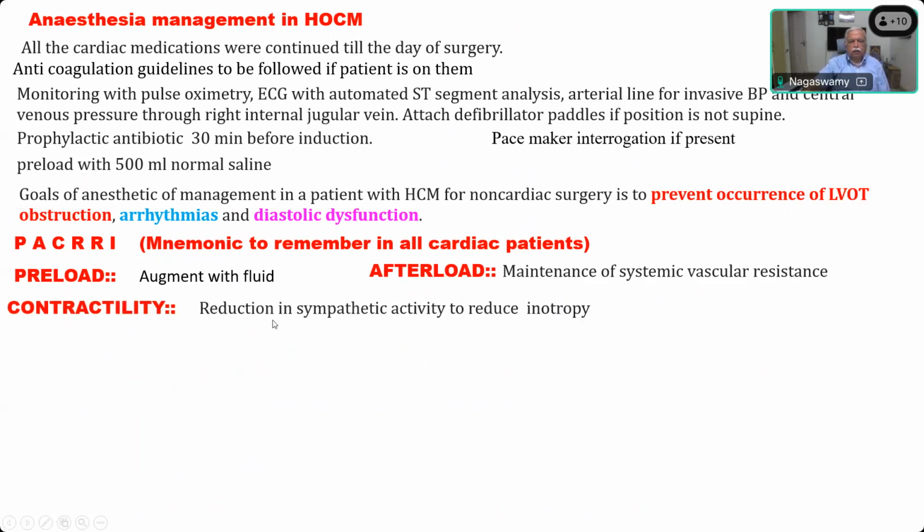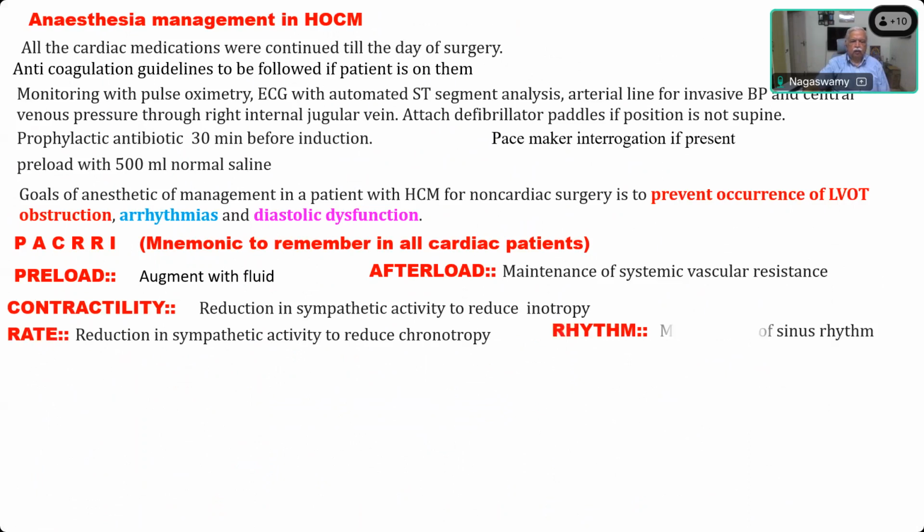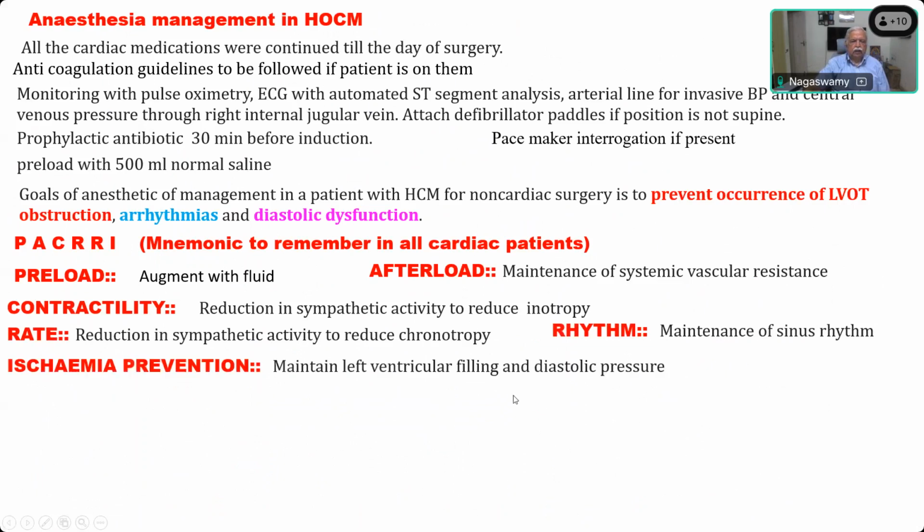Contractility, you can reduce the contractility by suppressing the sympathetic activity, because it will increase the myocardial oxygen demand and chances of ischemia are more. Rate, you have to keep the rate low without the tachycardia, because that will again increase the oxygen demand, also will affect the left ventricular outflow. Rhythm, try to maintain sinus rhythm all the time. And ischemia prevention, maintain left ventricular filling and diastolic pressure. This is very important to prevent ischemia and dysrhythmias.